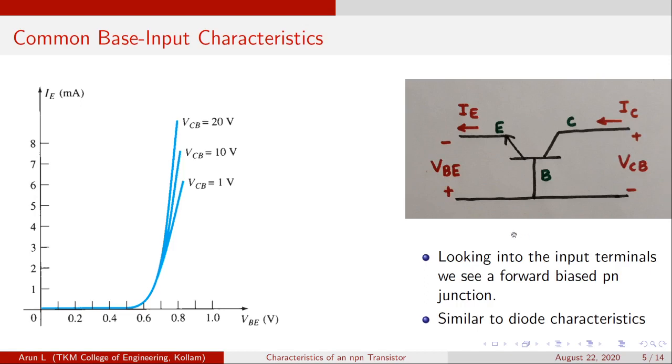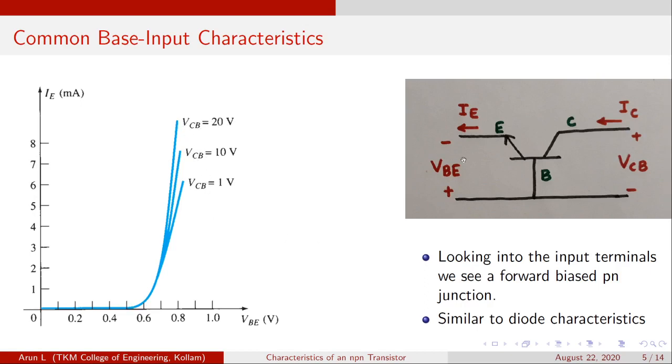So first we can look at common base input characteristics. So this is common base configuration. In input characteristics, we will plot the variation between input current IE and input voltage VBE. So as I said, voltage is on the x-axis, VBE is on the x-axis, and input current IE is on the y-axis. And we will keep output voltage constant. VCB is kept constant. So for VCB equal to 1 volt, I have one curve. Then for VCB equal to 10 volt, there is another curve. VCB equal to 20 volt gives a third curve.